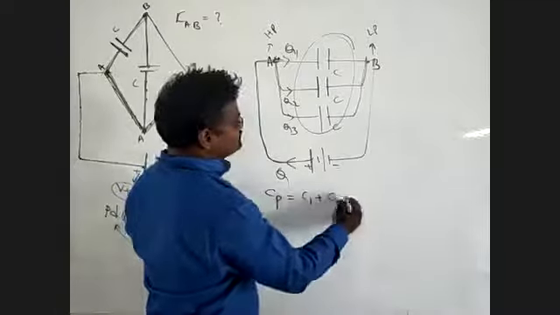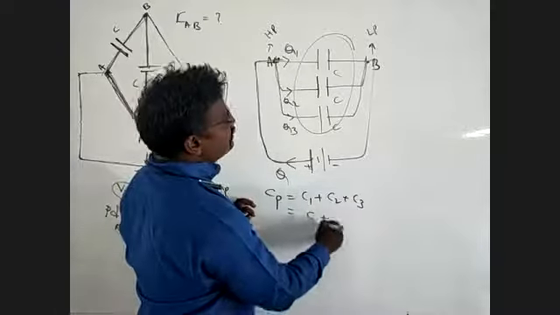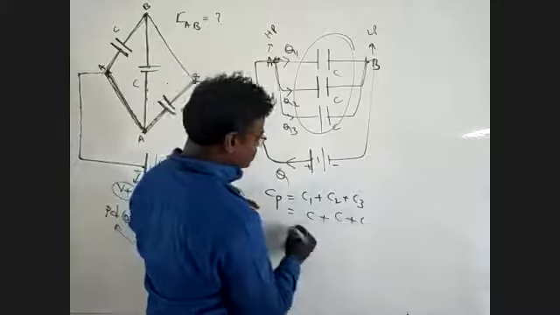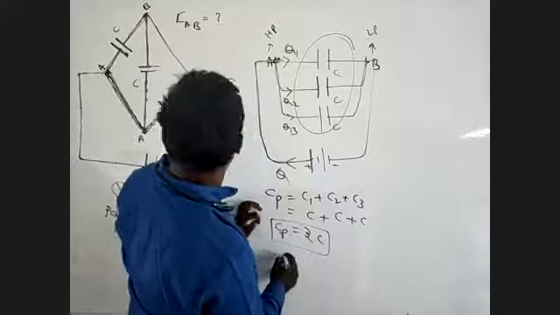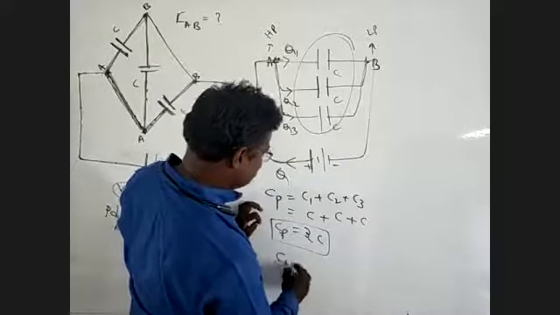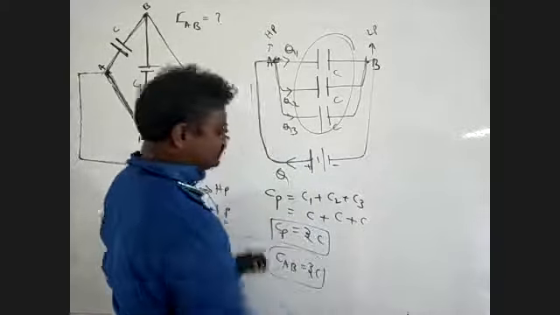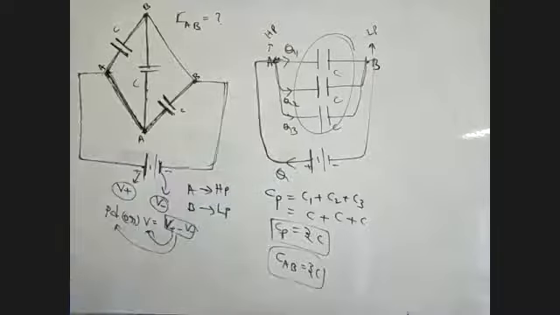Now all capacitors are connected in parallel, so C1 plus C2 plus C3. C1 is C, C2 is C, C3 is C. So Cp is equal to 3C. Your answer is that CAB is equal to 3C. This is your answer.